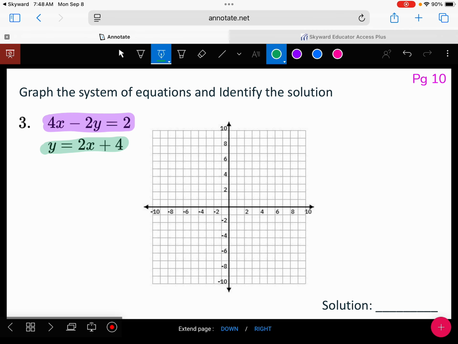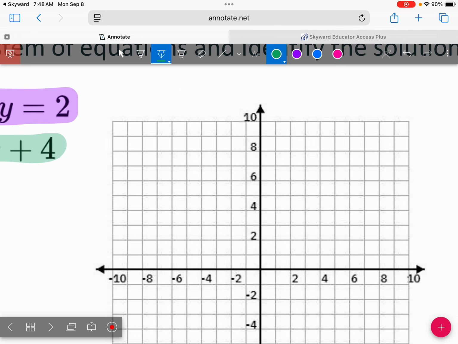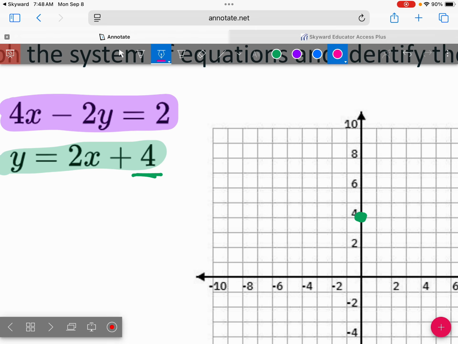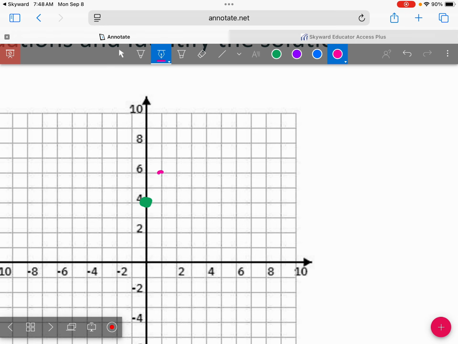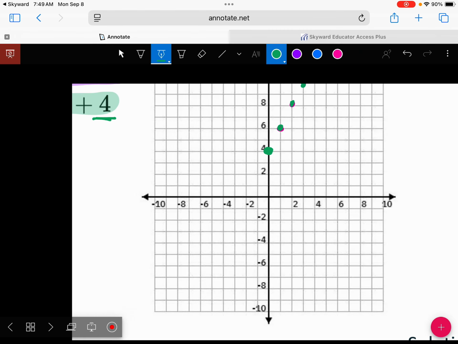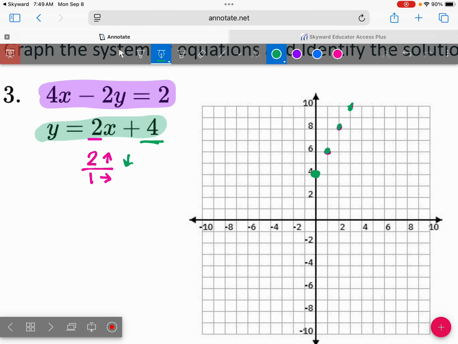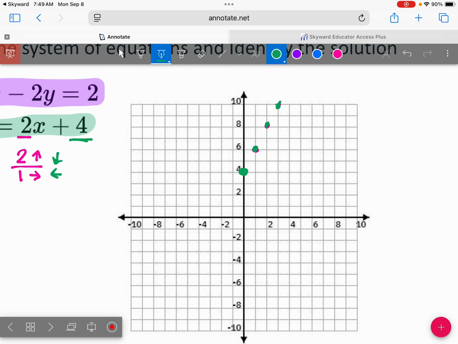So again, our green one is in slope-intercept form. We start at our 4, because that's our b, +4. And we're going to move with our slope of +2, that's our rise of 2 and our run of 1. I'm going to go up 2, right 1, up 2, right 1, up 2, right 1, like that. Or I could switch both of them. I could go down 2 and left 1. As long as I switch both, it still counts as a positive slope. Down 2 and left 1.